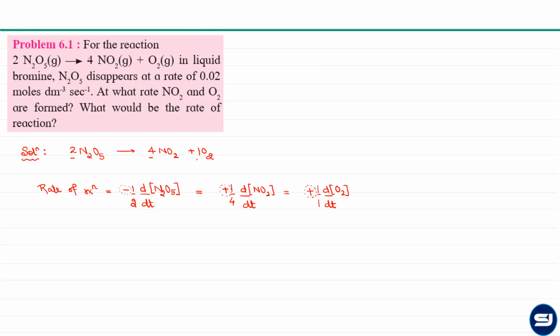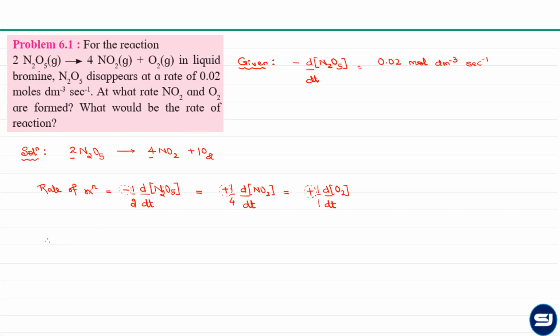Now, the information given is N2O5 disappears at a rate of 0.02 mole per dm cube per second. That means in the given data, the rate of disappearance of the reactant, that is minus d[N2O5] by dt, is given to be 0.02. And what is the unit of rate? Concentration upon time. Concentration is mole per unit volume and time is second inverse. Okay, so keep the rates and their units in mind. Now what have you been asked? At what rate NO2 and O2 are formed?